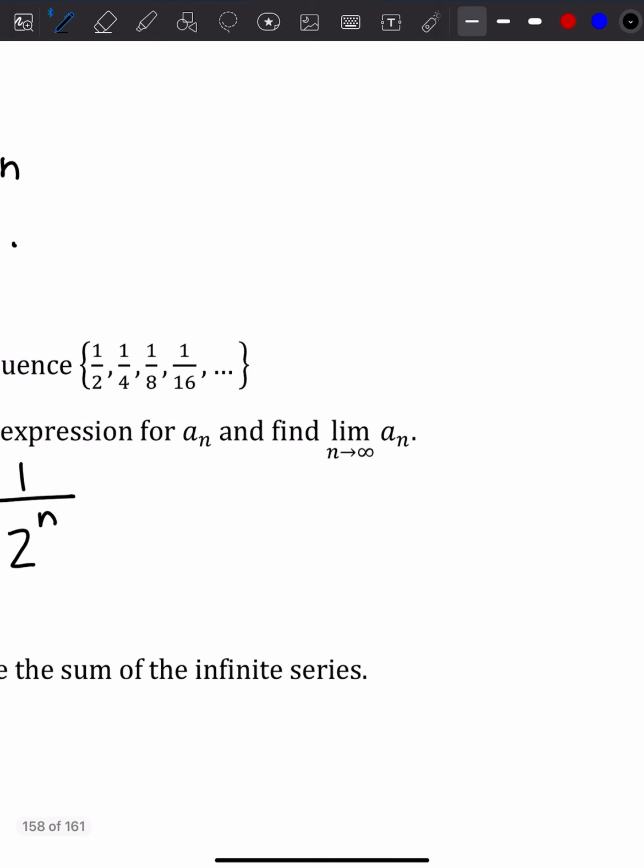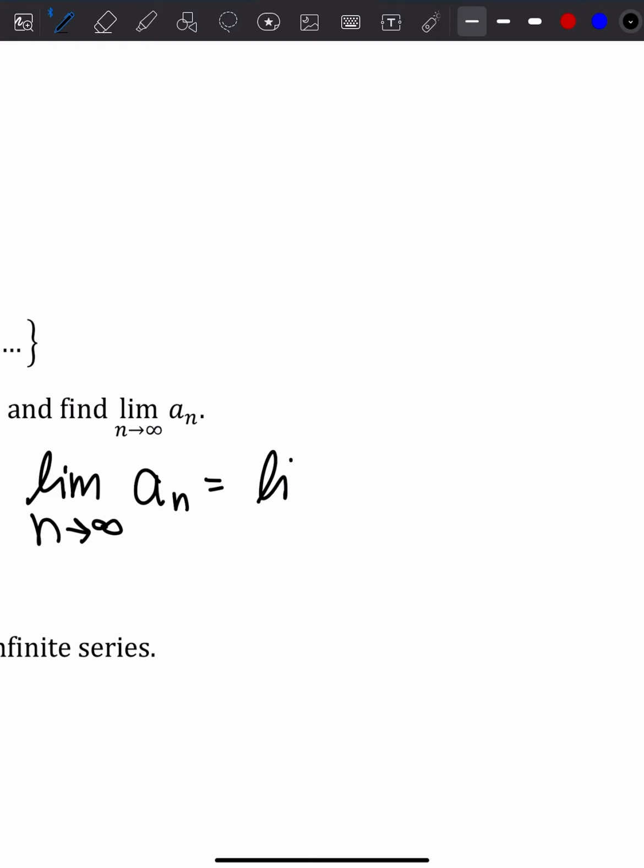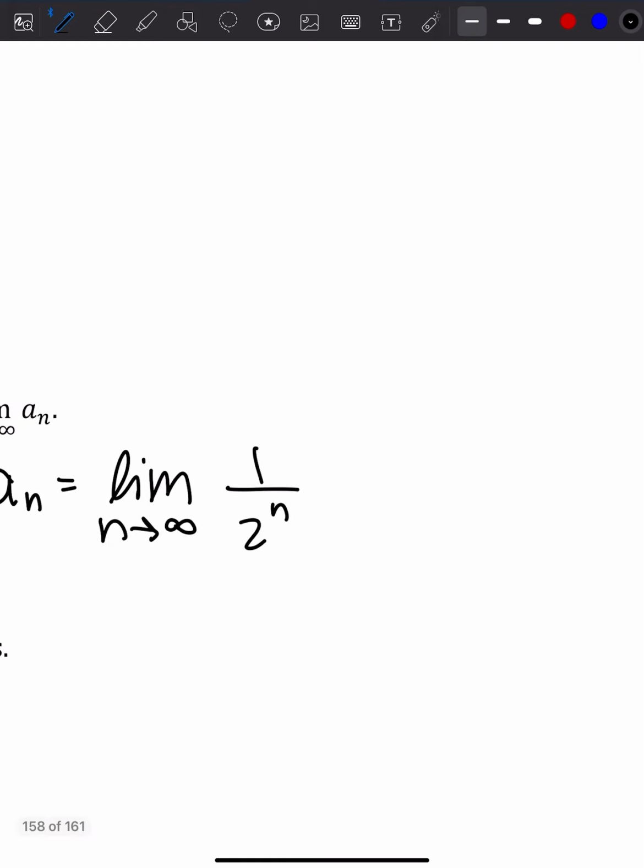So what we want to look at is the limit now as n approaches infinity of a sub n. That's the same thing as saying the limit as n approaches infinity of 1 over 2 to the n power. Well, 1 over 2 to a really, really large number is that baby case. It's going to go to 0.